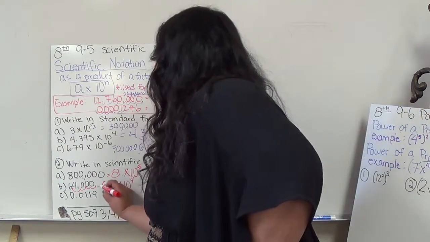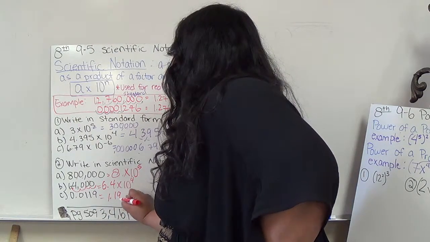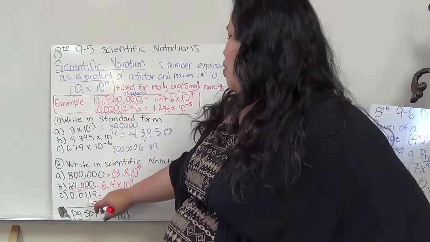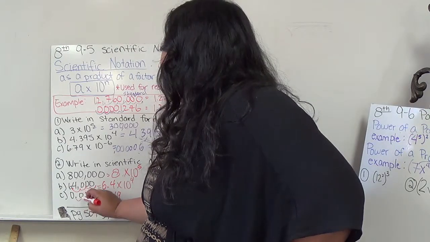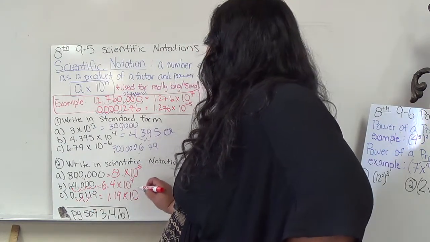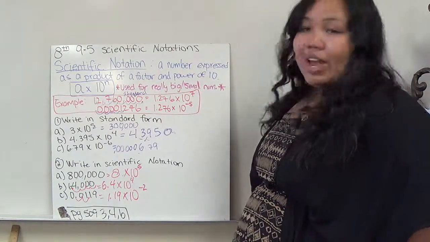The last one, I'm going to put it 1.19. So I want to put it right here, right behind the first number, and that's a non-zero. So that means I moved it the opposite way. So it's getting smaller, so I do times 10 to the negative 2. All right?